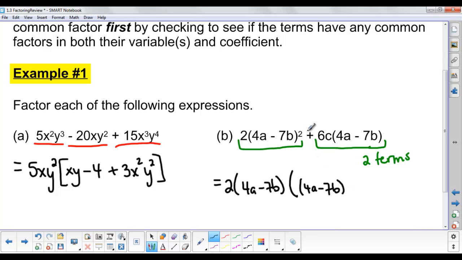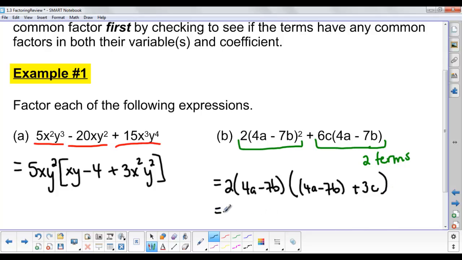And that's it for that term. So now we'll move on to the next term. We have 6c on the outside, and I'm going to divide that by 2. Well, that leaves me with a positive 3c. And again, this entire bracket divided by 4a minus 7b is just 1. So we're just going to leave that alone.